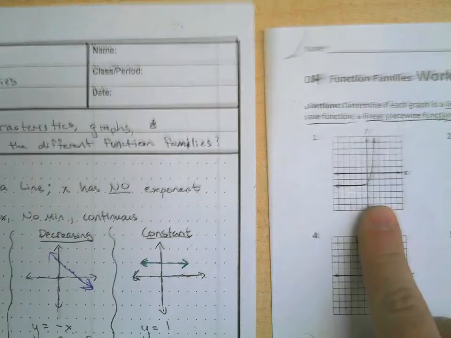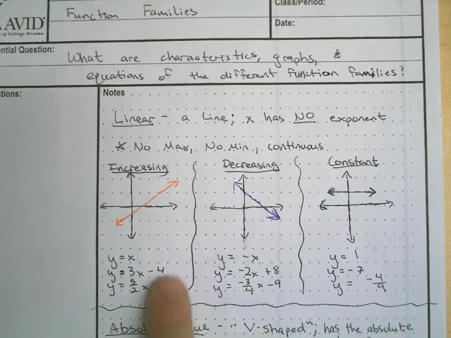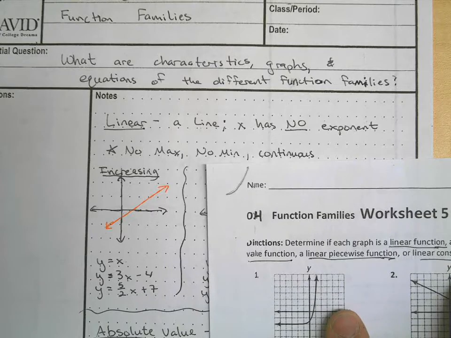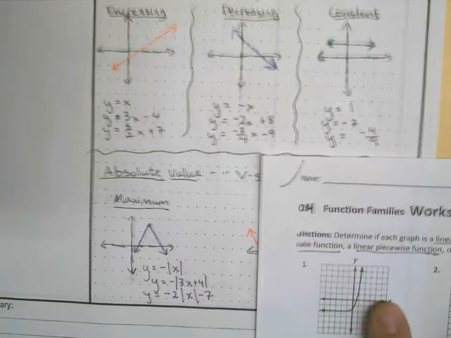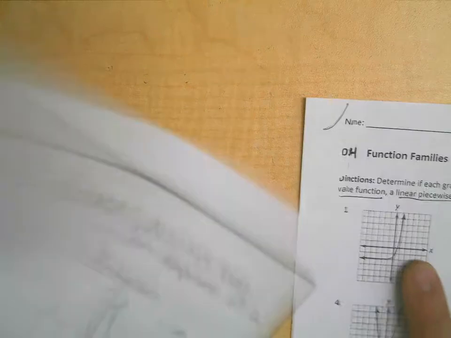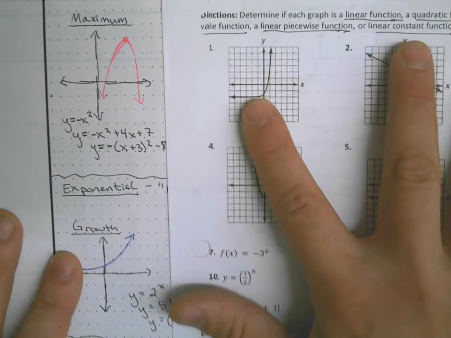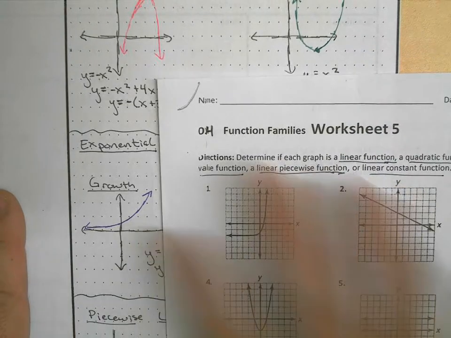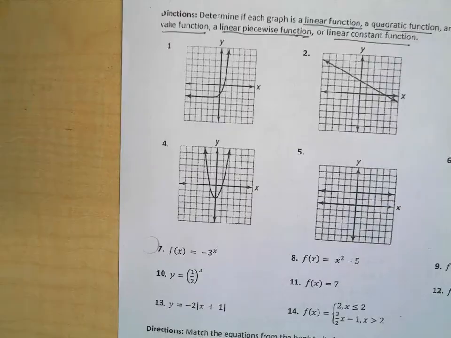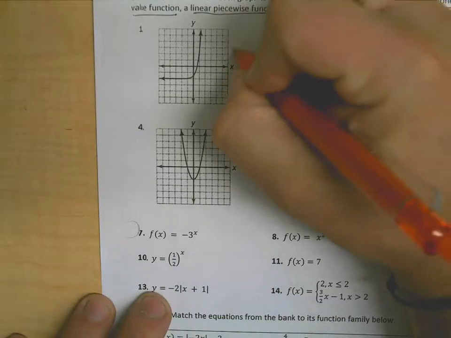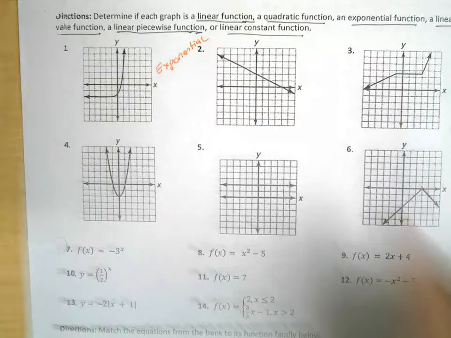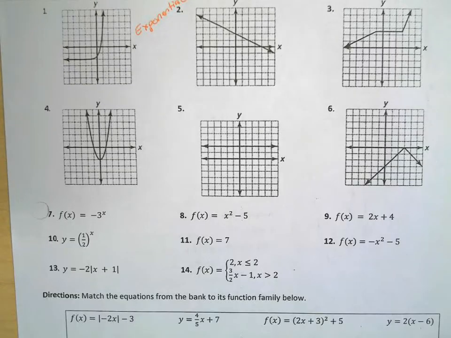So I'm looking for something that looks like this, and I can go to my notes and I say, well, that's not matching that. That's not matching that. That's not matching. Oh, look, there it is. Those look very similar, so I'm going to use that idea, and then I'll just write exponential. So I'm just looking for the word exponential. You'll do that same idea for 1 through 6.